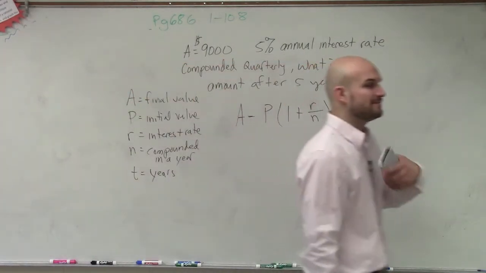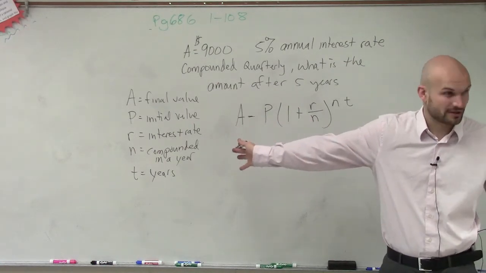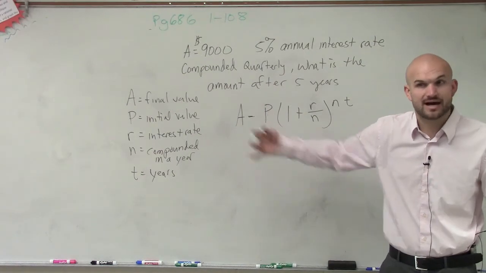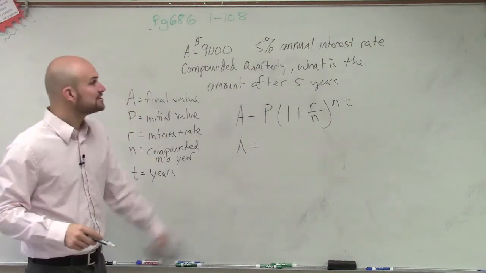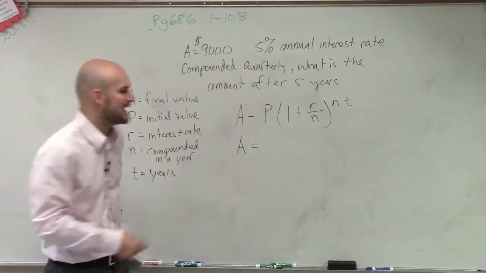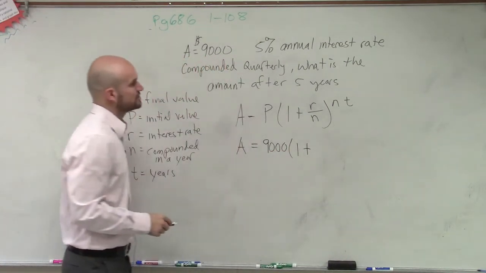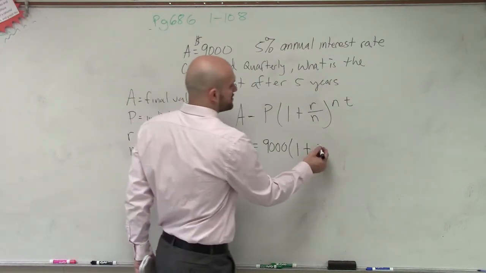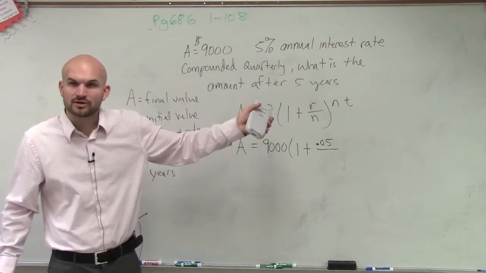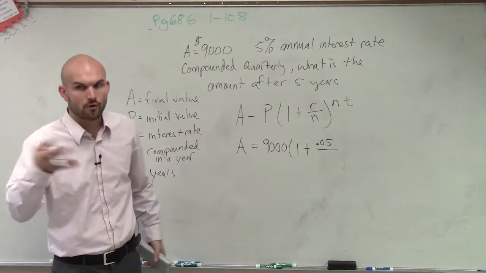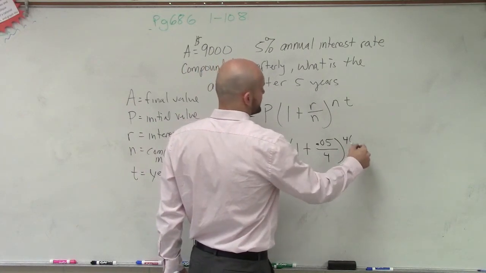Okay? So now we're given our information. We're just going to apply this formula and plug them in. So A, our final value, that's what we're trying to figure out, right? We want to know the final value, so we're going to leave that as our variable. A equals P, our initial amount. They're saying you start off with $9,000, so it's going to be $9,000 times 1 plus r, which is our interest rate, 5%, so that's going to be 0.05. And then how many times? It says it's compounded quarterly. If you compound something quarterly, that's 4 times in a year, times 4 times the number of years, which is 5.